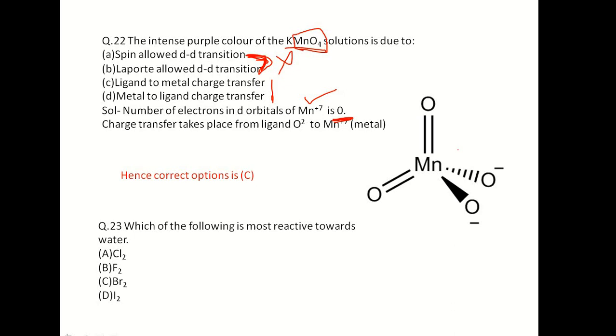Our next question is, which of the following is the most reactive towards water? Alright, so you know that due to the high electronegativity, high charge density and small size, fluorine is the highest reactive halogen. So if someone asks which halogen is the most reactive, then fluorine is the most reactive. So the correct option is option B.